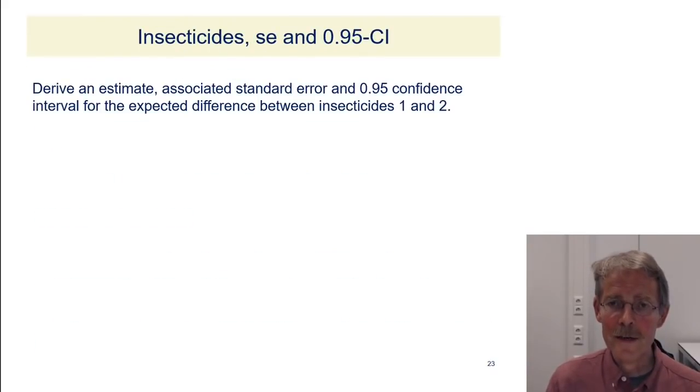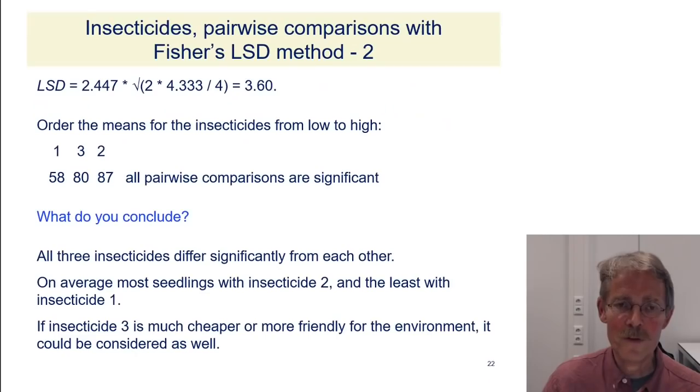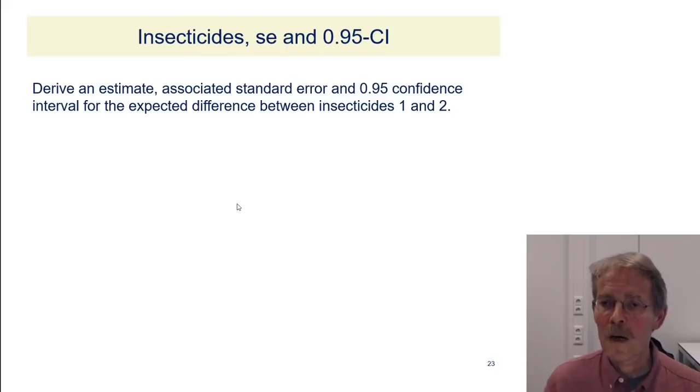Okay, here is another question raised. You're asked to derive an estimate, a standard error, and a confidence interval for the expected difference between insecticides 1 and 2. I guess, according to the previous slide, that 2 and 3 would have been more relevant, but okay, to take practice, you can do this.